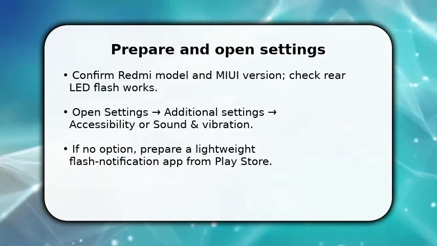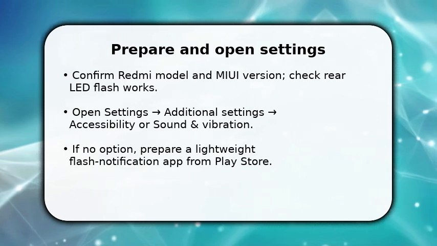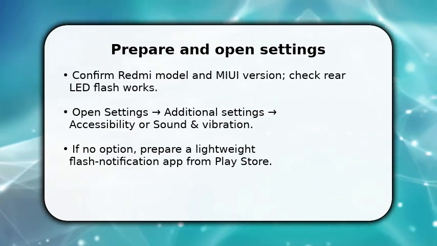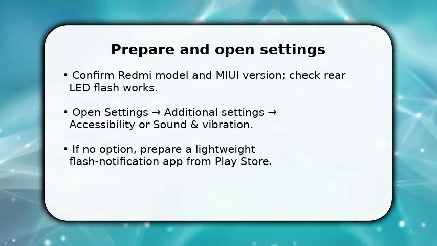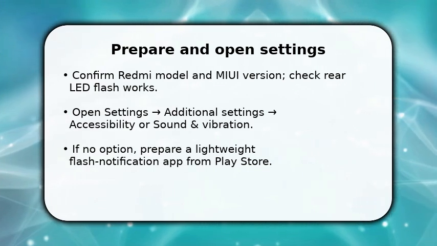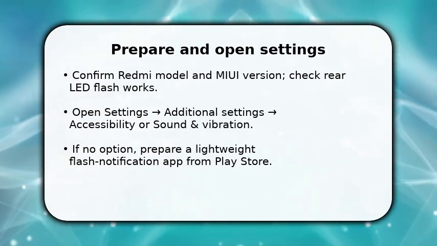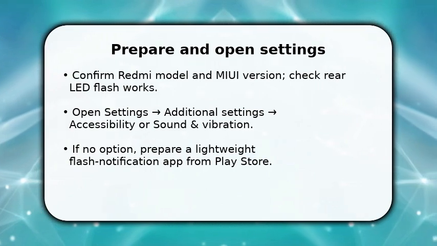Make sure you grant camera and notification permissions now if you plan to use a third-party app, because without those permissions, the flash cannot trigger. Don't waste time. Get the permissions and location of the option first. Now enable the camera flash notifications toggle.